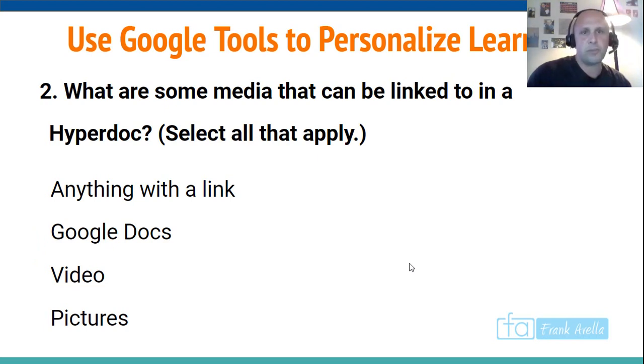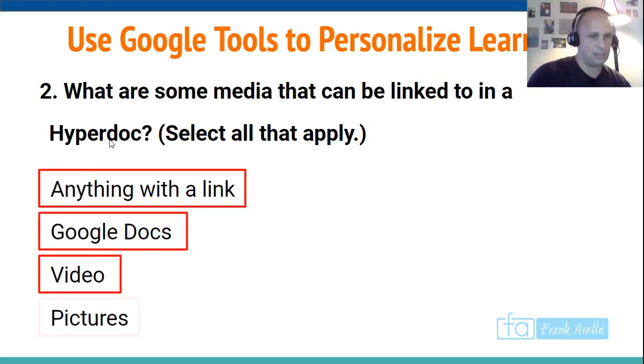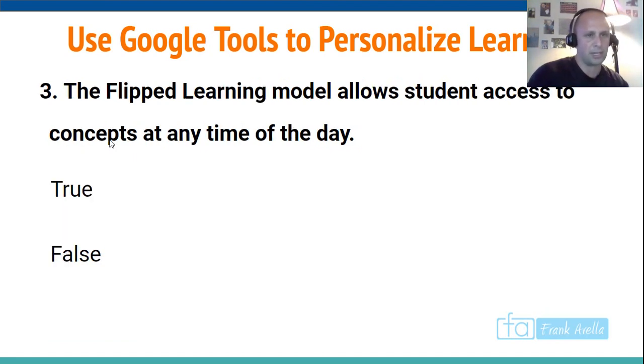So what are some media that can be linked into a hyperdoc? What can you link inside a hyperdoc? And that's just a Google document. When I say hyperdoc, that just means a Google document with hyperlinks in them. So obviously, anything with a link, Google Docs have a link, Google Videos have a link, and pictures you can just insert in, and I think there's links to pictures too, whether it be images or whatever. So all of them, okay? All of them in the hyperdoc.